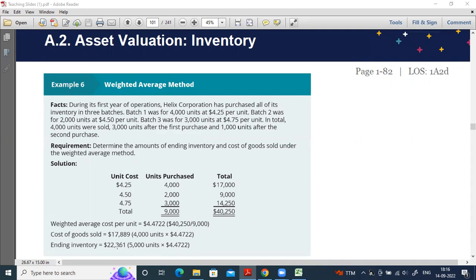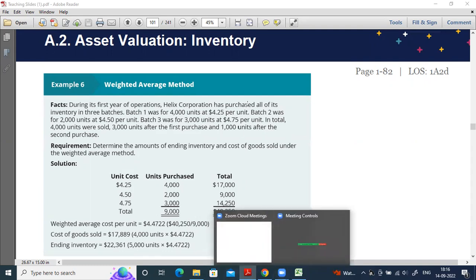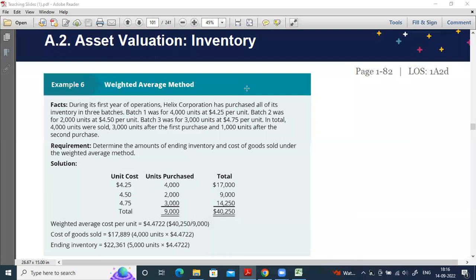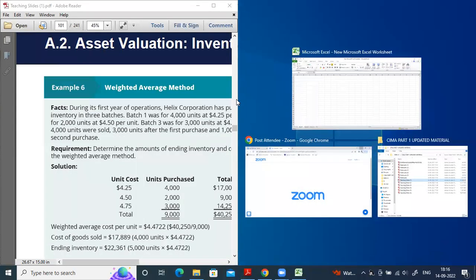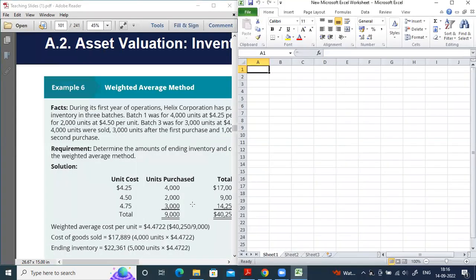So, guys, can I assume that you understood this weighted average? Yes, sir. Let me give a small question. I will be splitting the screen so that you can refer to it, and by referring to this, you can do my illustration.